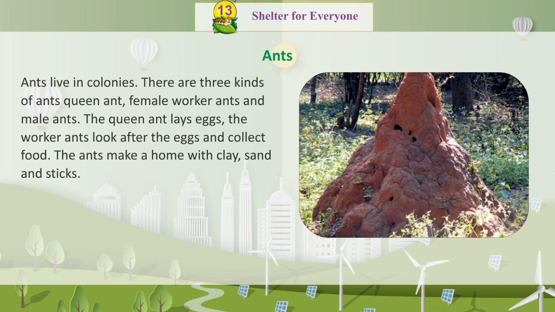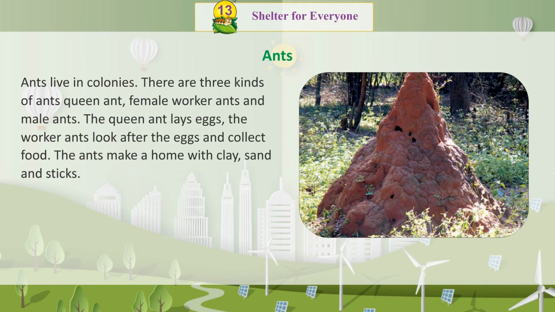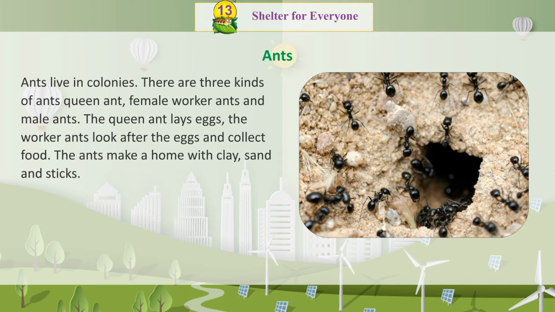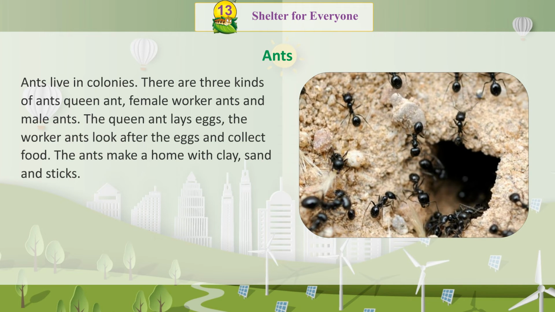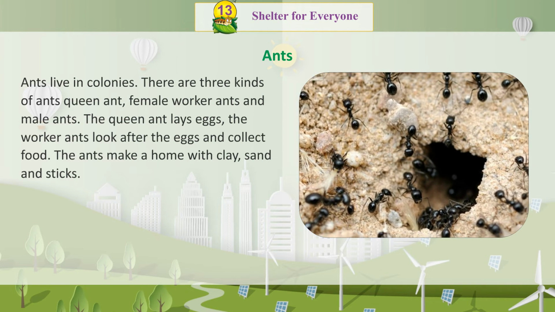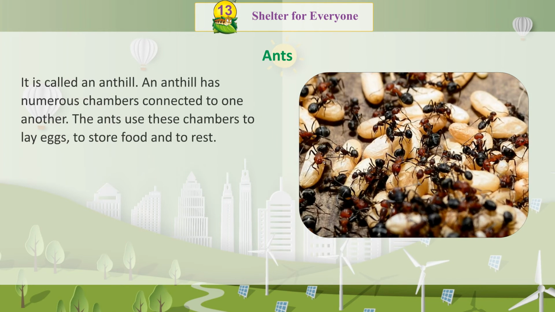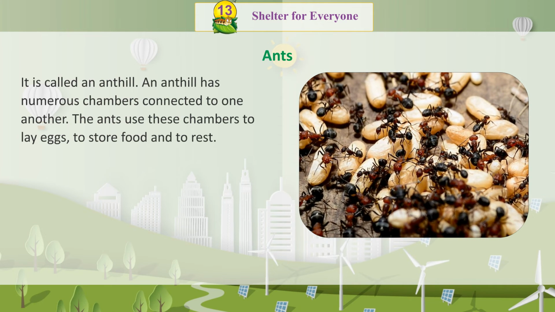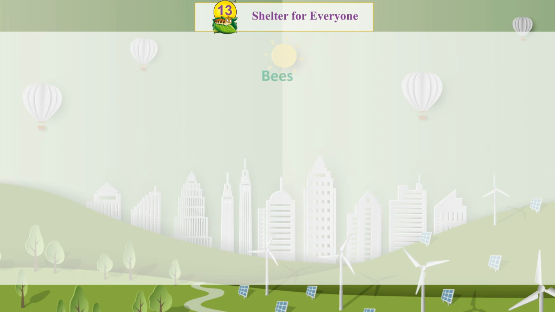Ants. Ants live in colonies. There are 3 kinds of ants: queen ant, female worker ants, and male ants. The queen ant lays eggs, the worker ants look after the eggs and collect food. The ants make a home with clay, sand, and sticks. It is called an anthill. An anthill has numerous chambers connected to one another. The ants use these chambers to lay eggs, to store food, and to rest.